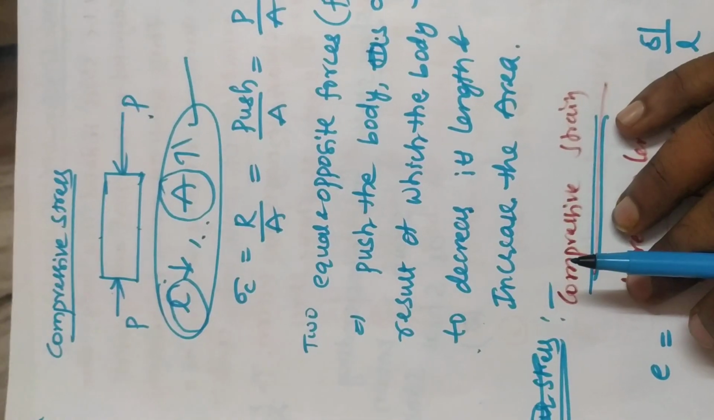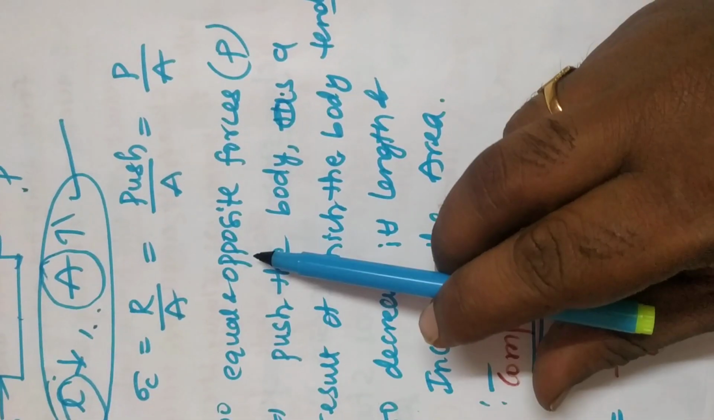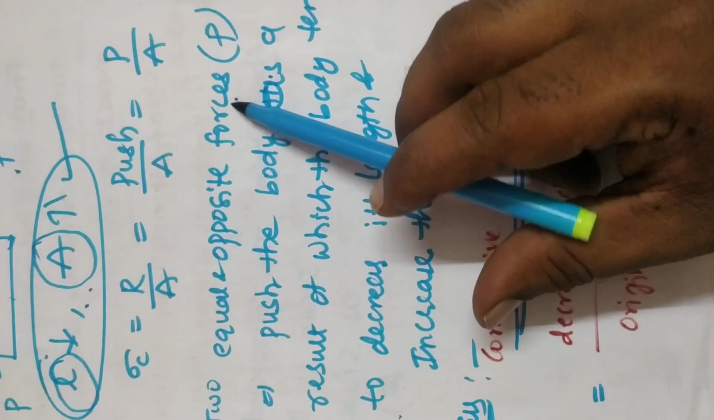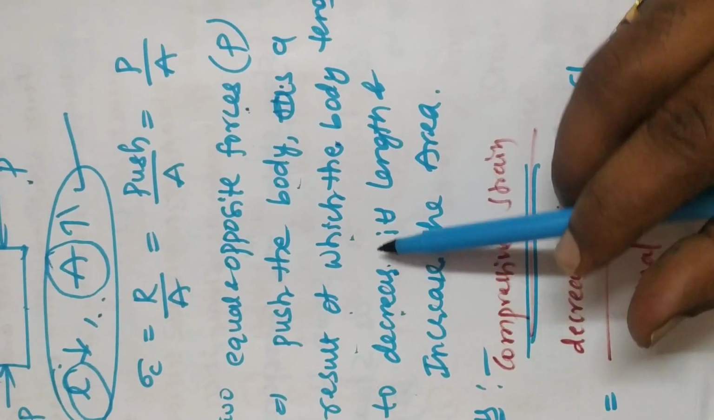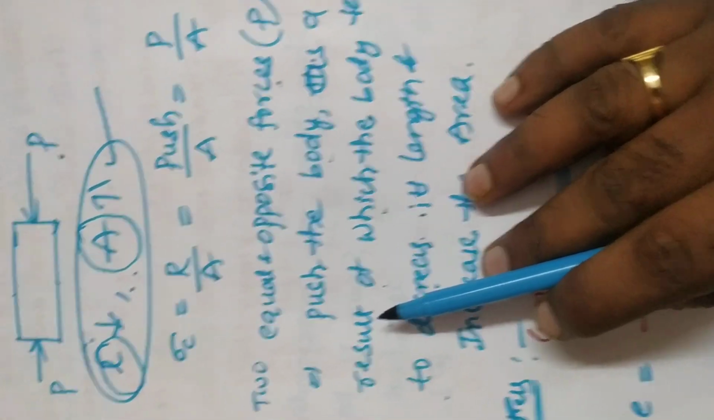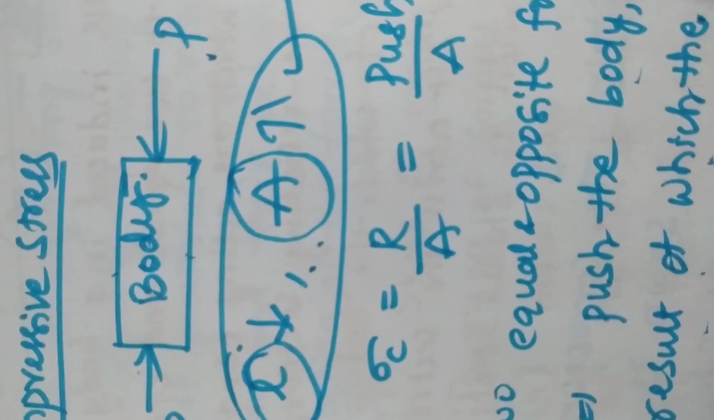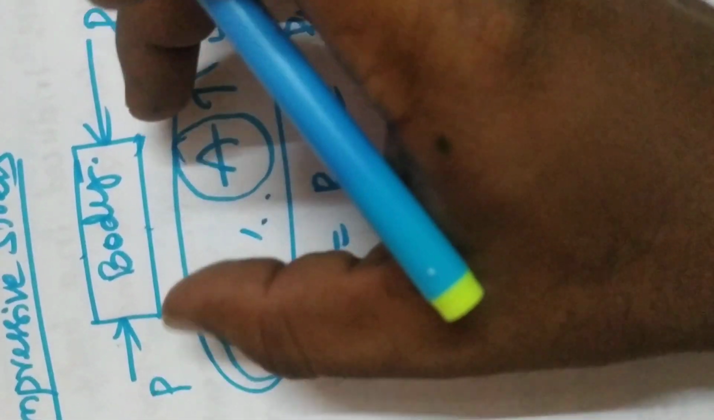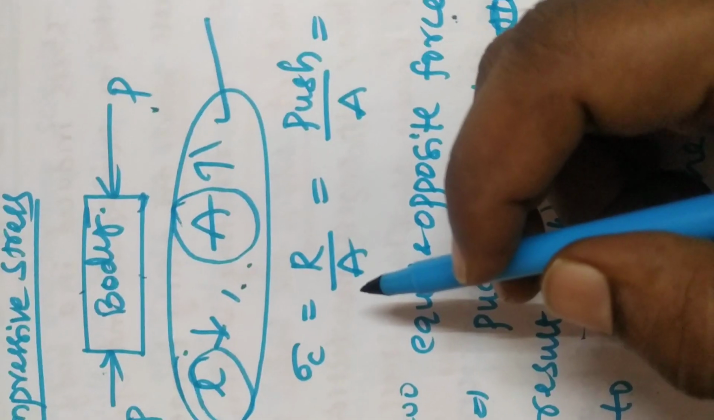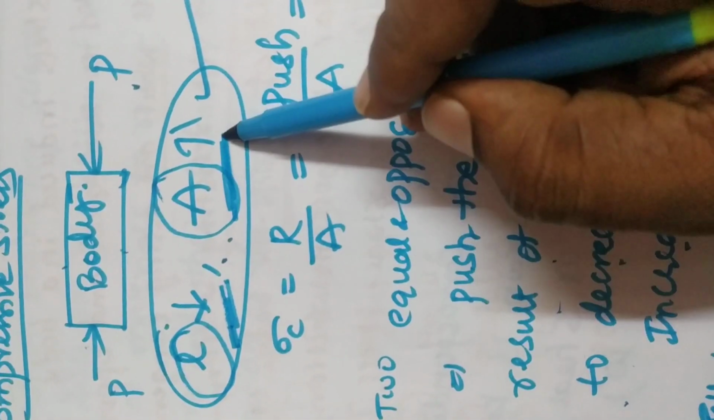The second one is compressive stress. The definition of compressive stress is that two equal and opposite forces push the body, as a result of which the body tends to decrease its length and increase its area. Let us consider one body. This is the body, and we push the body. In this case the length decreases and the area increases.